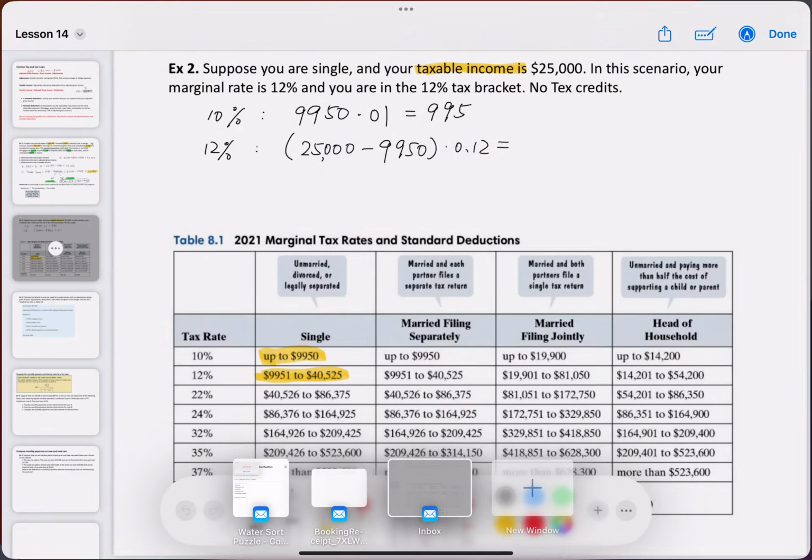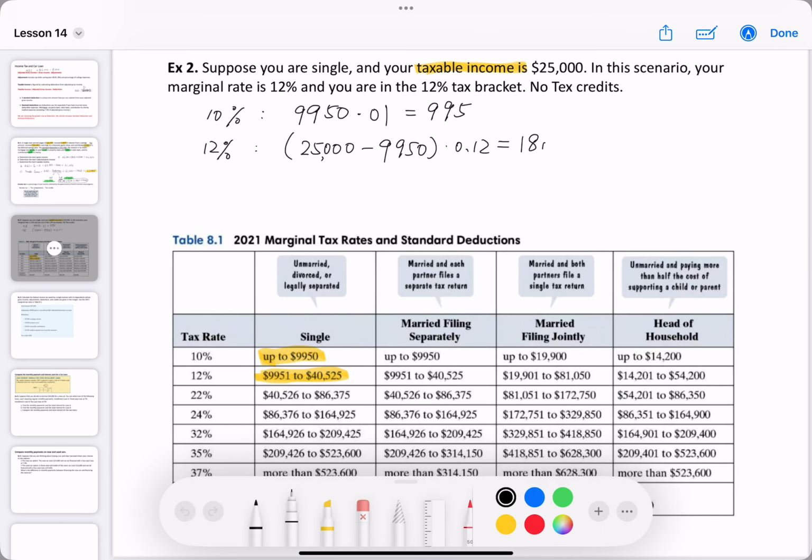1,806. It is 1,806. We are going to pay the total tax, which is 995 plus 1,806 equals $2,801. That's my total tax.